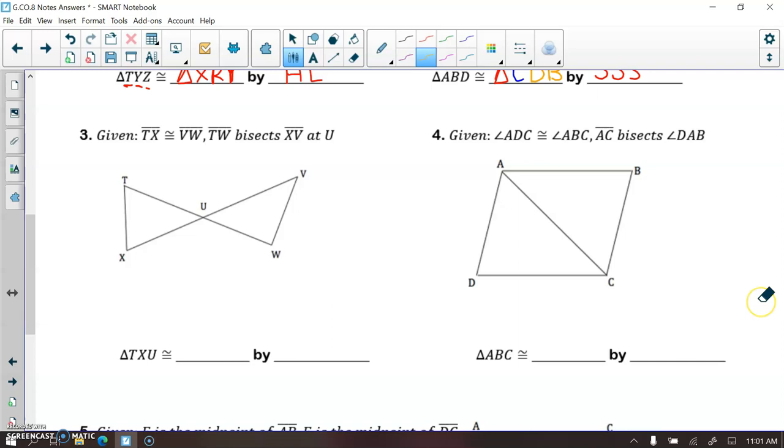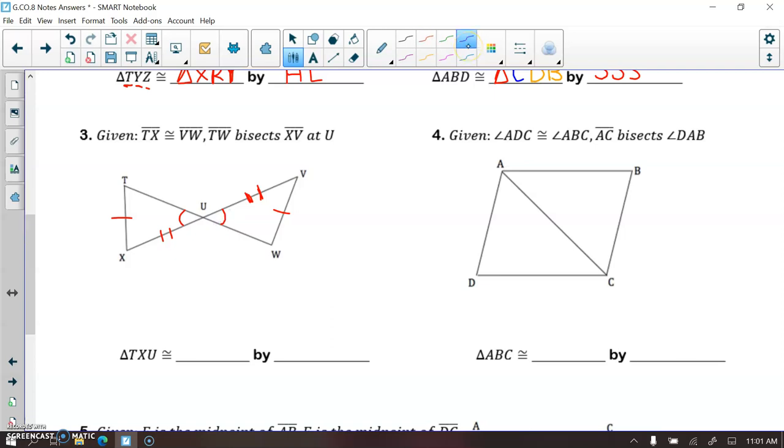All right, next one. I am given TX congruent to BW, and TW bisects XV at U. So what that means is that XV is cut in half directly, so that XU and VU are congruent. And then we also can see that we have a pair of vertical angles. This angle here and this angle here are congruent.